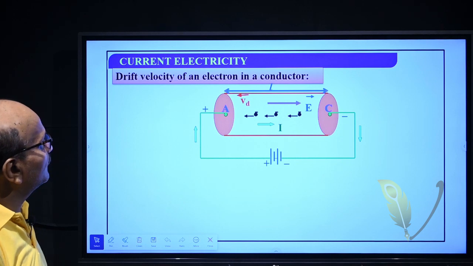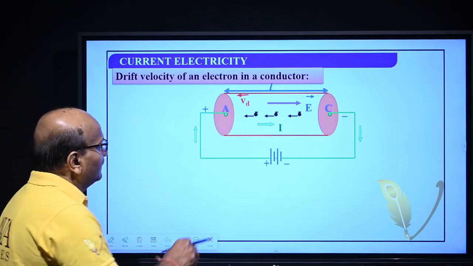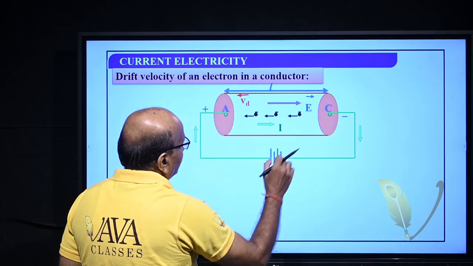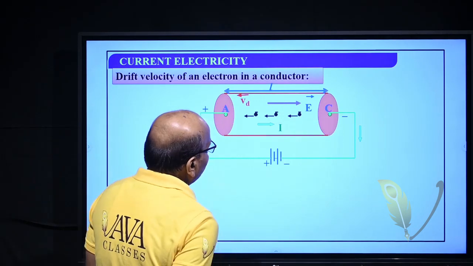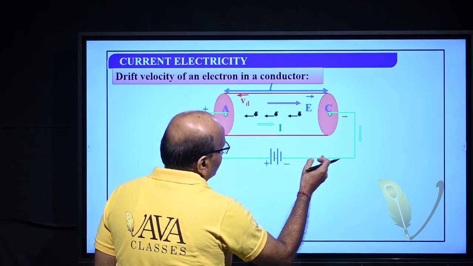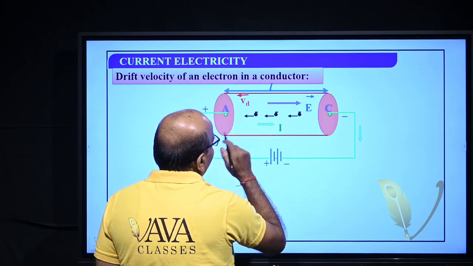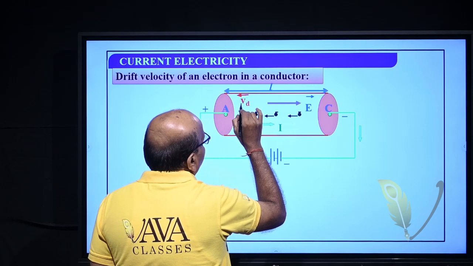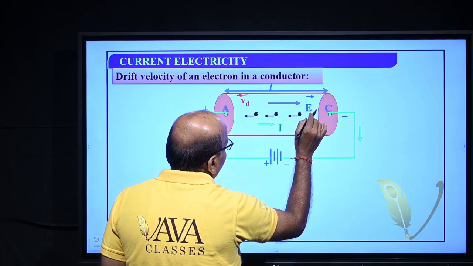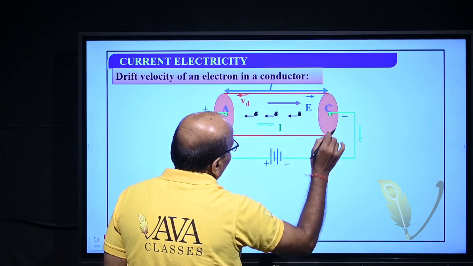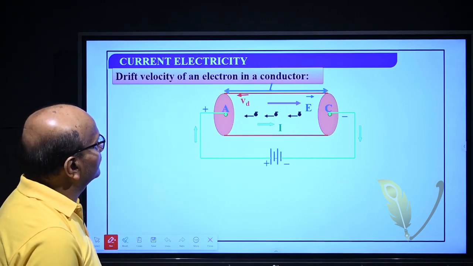So what is the drift velocity of an electron in a conductor? Suppose this is a conductor, and we make a battery connection, it is higher potential, it is lower potential. Now electrons start moving or drifting from lower potential to higher potential, and they move with the velocity Vd. The electric field is from positive to negative direction, therefore current will flow along the electric field, or opposite to the flow of electrons.